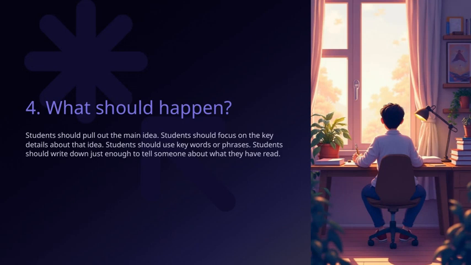Now, let's talk about what should happen when you're taking notes. First, it's important to pull out the main idea from what you're reading. Think about what the most important point is and focus on that. Then, pay attention to key details that support that main idea. Use key words or phrases that capture the essential information, so your notes are clear and easy to understand later. Remember, you don't need to write down everything, just enough to tell someone else what you've read. This way, your notes will help you remember the main points and details without becoming overwhelming. Overall, the goal is to make your notes a helpful summary that connects back to the main message of what you're studying.